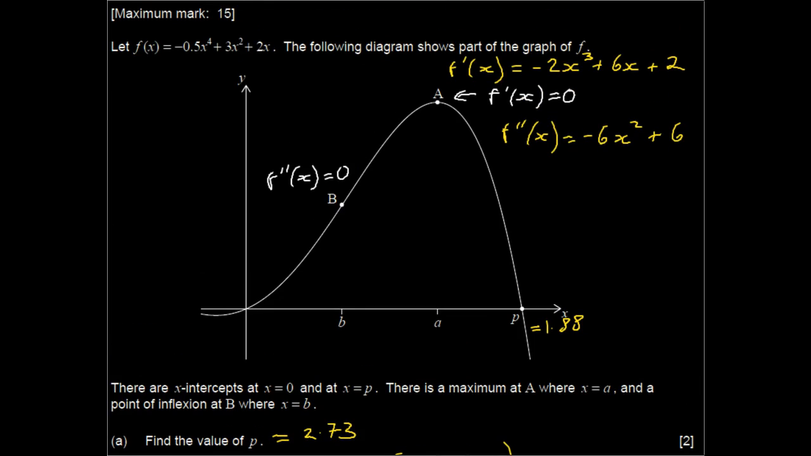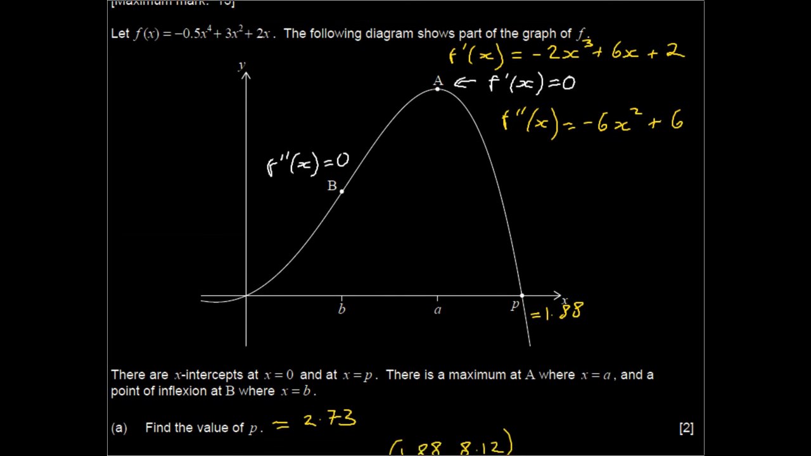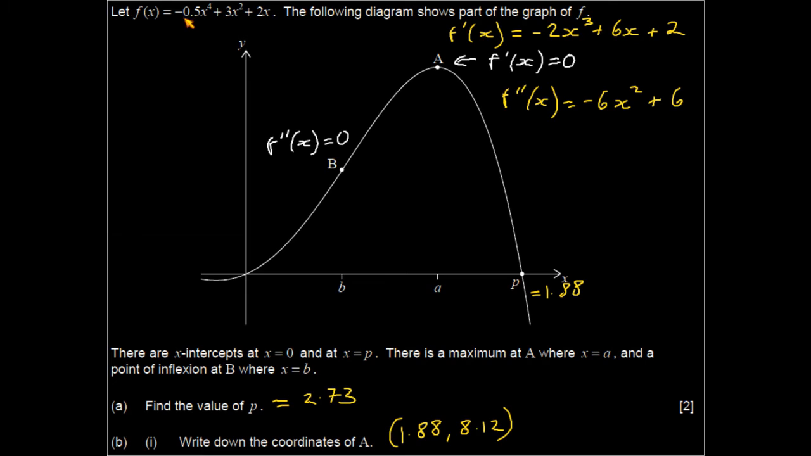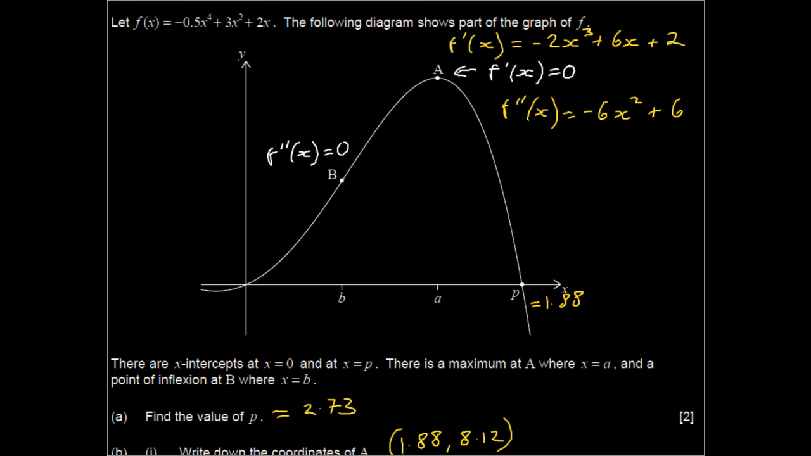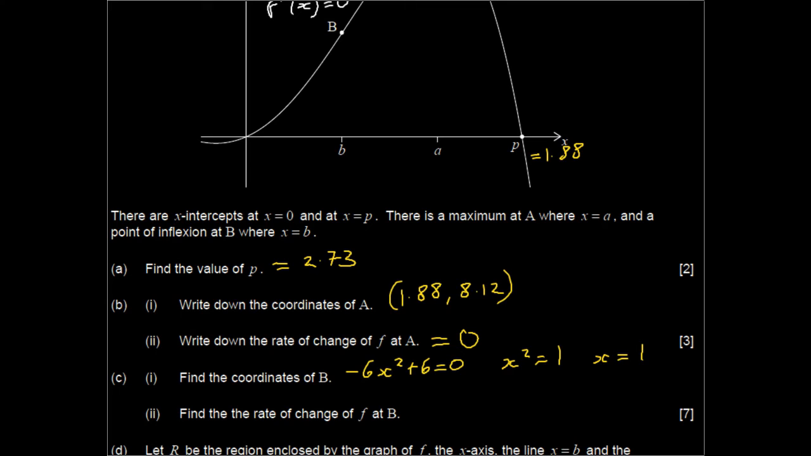And then what we'll do is substitute the 1 into this equation here to work out what the value of y is. So if I do 0.5 times 1 to the power of 4, it's just going to give me minus 0.5, and then plus 3, so that's going to be 2.5, and then plus 2, so that's going to be 5.5. Is that right? It should be 4.5. It's minus 0.5 plus 3, so that's 2.5, plus 2 is going to give me 4.5. So b is at (1, 4.5).